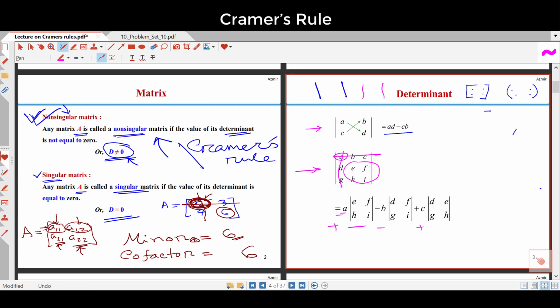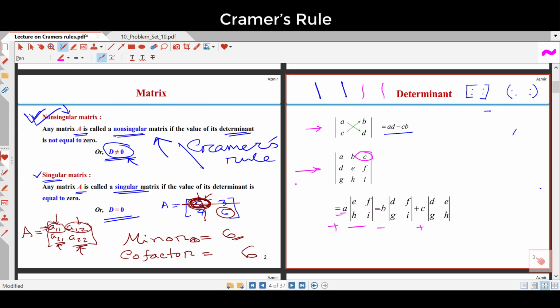Then there is a minus coming. Now find about b. For b, respective row, respective column are cancelled. You have d, f, g, i. You can see. Find its determinant. Then there is a plus.